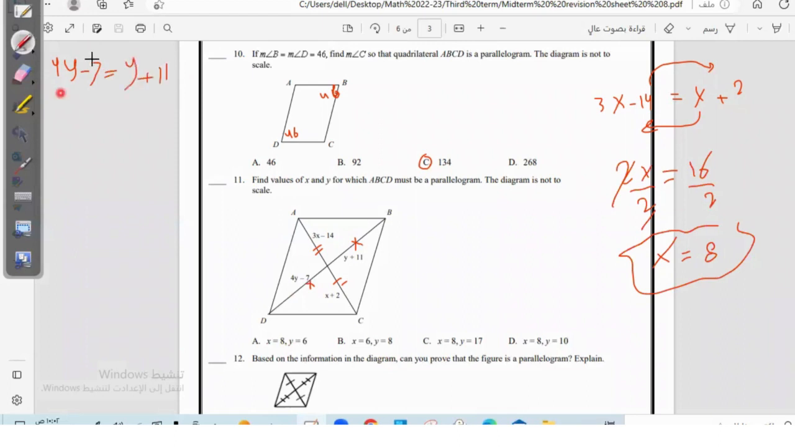Now what will happen? 4y minus y equals 7 plus 11. So basically 4y minus y equals 3y, and we have 7 plus 11 equals 18. So y, divide by 3 on each side, so y equals 6, since 18 divided by 3 equals 6. So the correct answer is going to be 8 and 6, which is letter A. Great. Number 12.